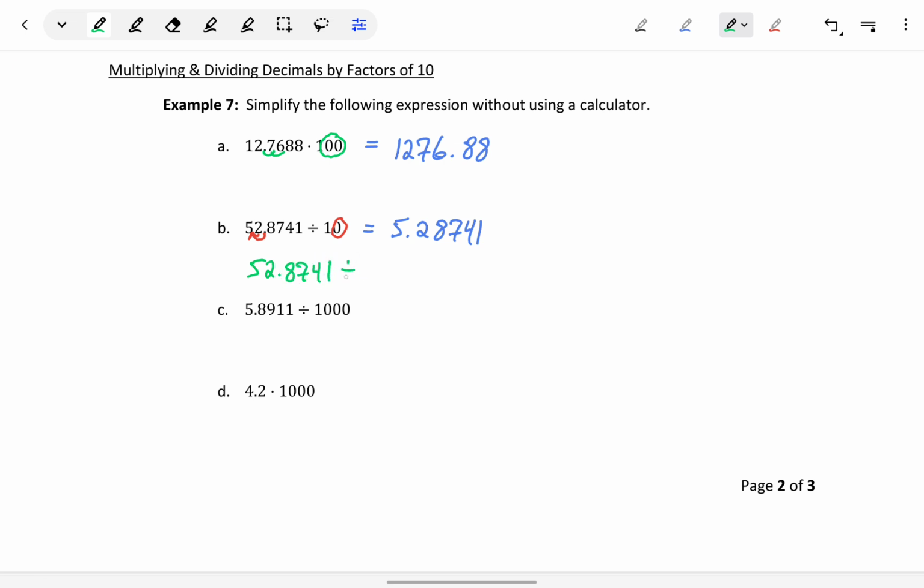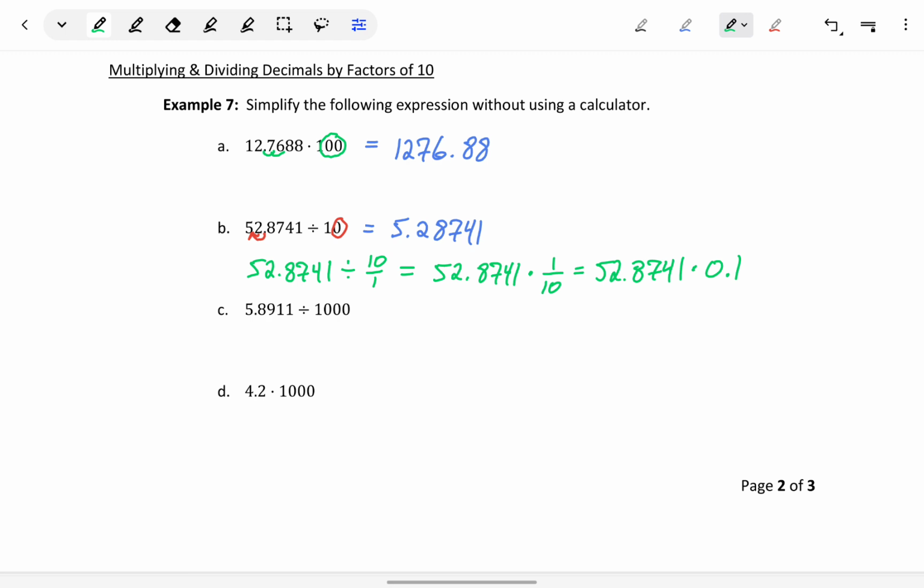We also want to note here that 52.8741 divided by 10 is the same thing as that number divided by 10 over 1, which means we can rewrite this as 52.8741 times the reciprocal of that fraction. So dividing by 10 is the same thing as multiplying by 1/10, and 1/10 can be rewritten as a decimal as 0.1.